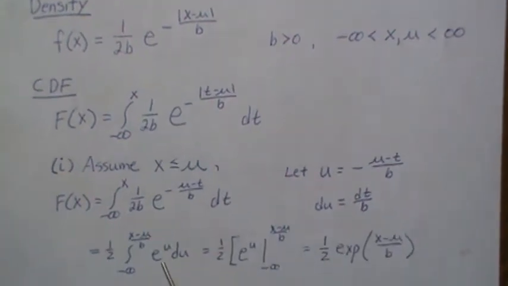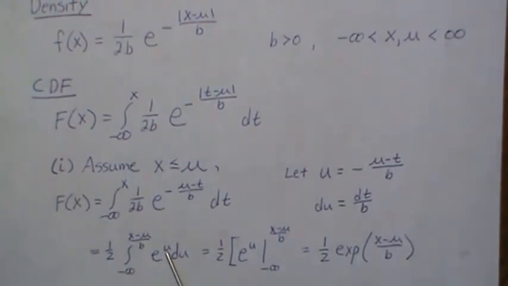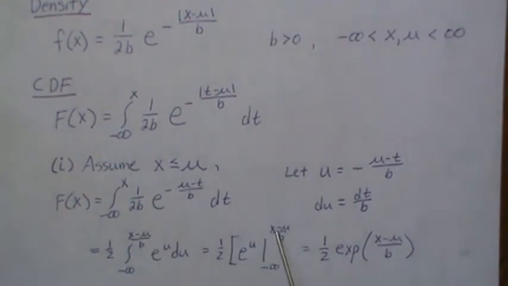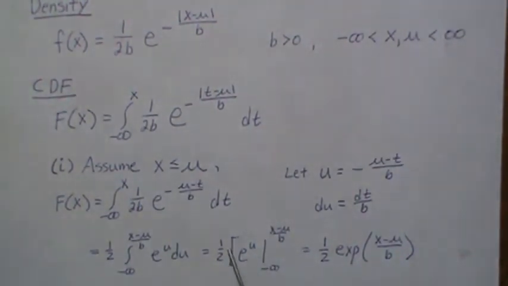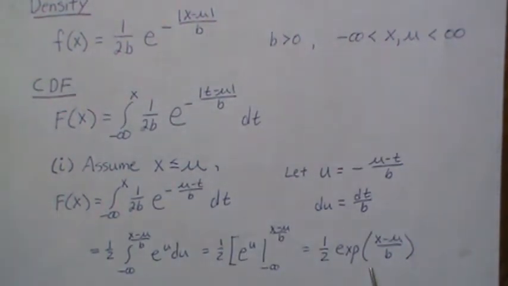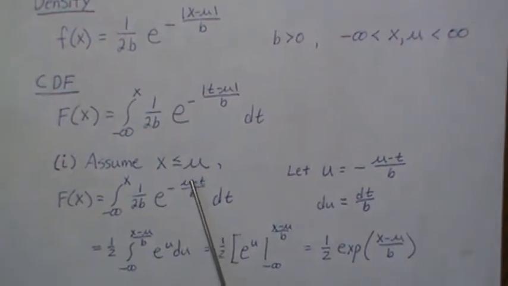We plug this back in, we get this. Now the limits of integration, that goes to negative infinity, and that's just x, when we plug it in for t. And then I distribute the minus sign, which switches that. Antiderivative of e to the u is e to the u. Plug in our limits of integration. This piece makes it go to 0, so we're just 1/2 this. So that's part of the CDF when x is less than mu.